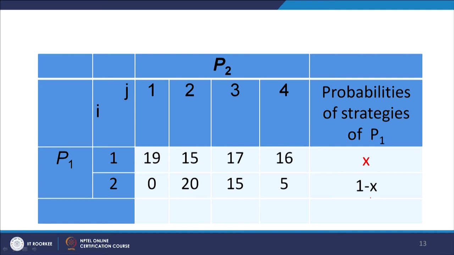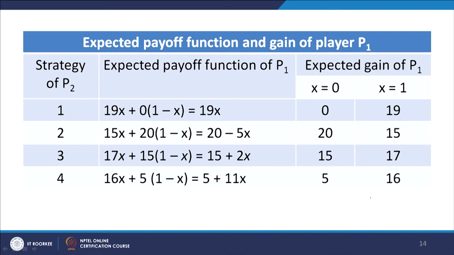In here, in the last column, we are assuming that the probabilities of the strategies of the player P1 are X and 1 minus X. So now let us calculate the expected payoff function and the gain of the player P1. Now in the first column we have the strategies of the player P2, and remember that the player P2 has four strategies 1, 2, 3, 4, and the expected payoff function of the player P1 can be written like this, 19x plus 0 times 1 minus x, which comes out to be 19x. Now, how did this come, the expected payoff function of P1?